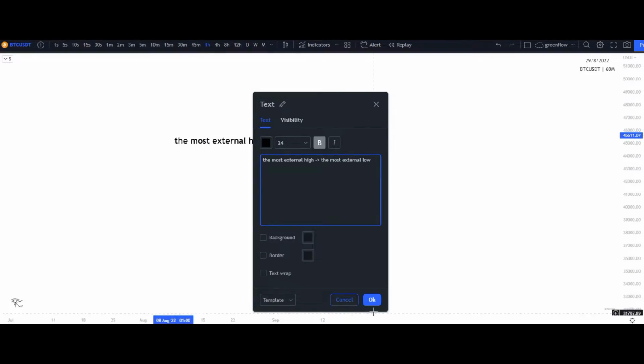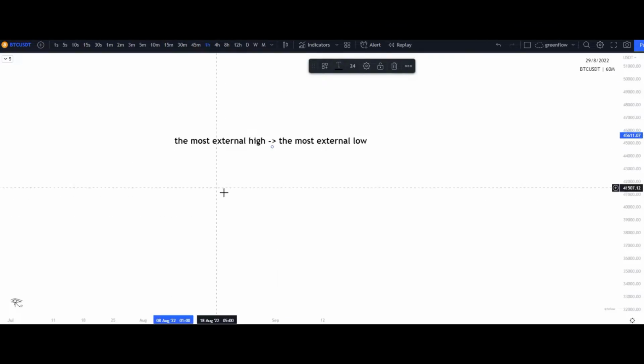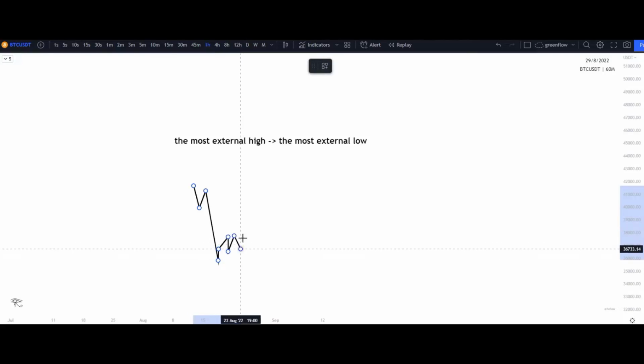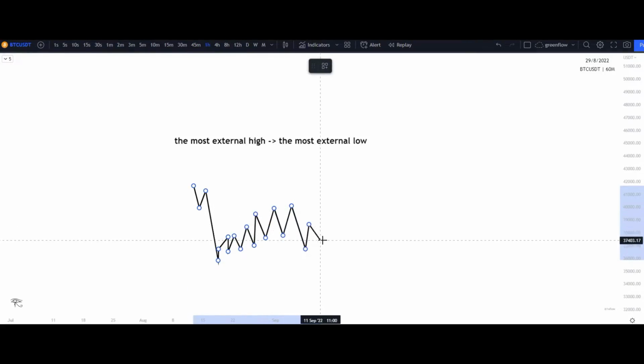And this is how I'm going to draw my ranges, keeping it as simple as possible: the most external high to the most external low. So if I have a range that is created like this, you get your large drop, your range is formed, and then now you have liquidity within it. Price is starting to move around, whatever it's doing, right?